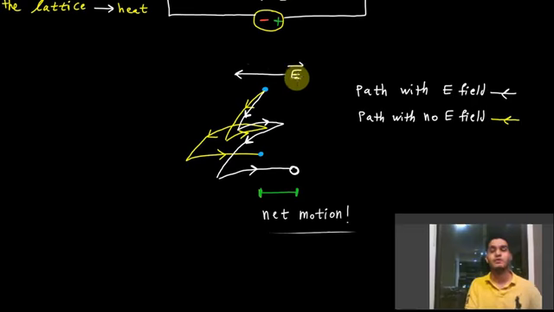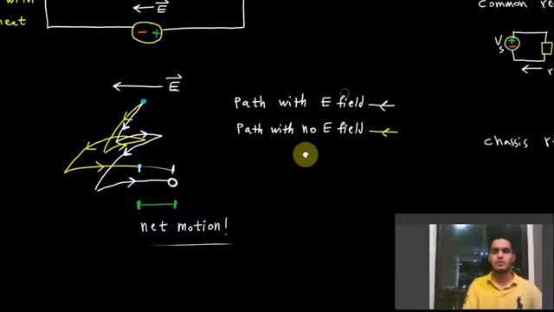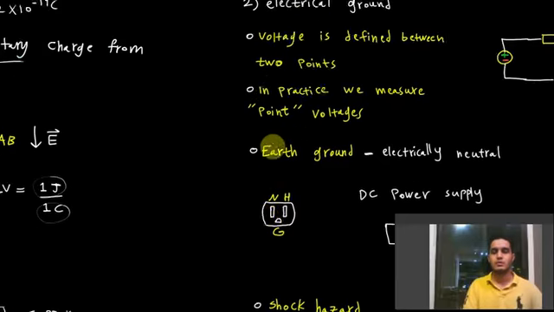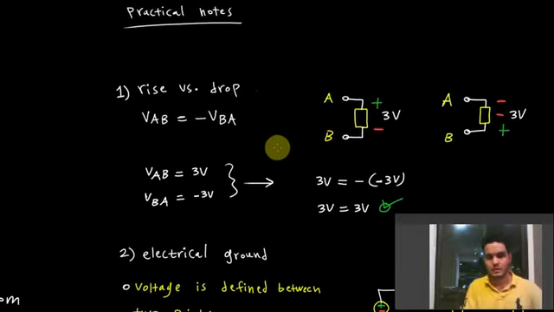And this creates what's called drift currents. These electrons are going to be drifting due to the presence of the electric field. In this case, you can see that they move from here to here due to the presence of the electric field. So that concludes that idea of the thermal motion. So now let's go on to talking about some practical notes.